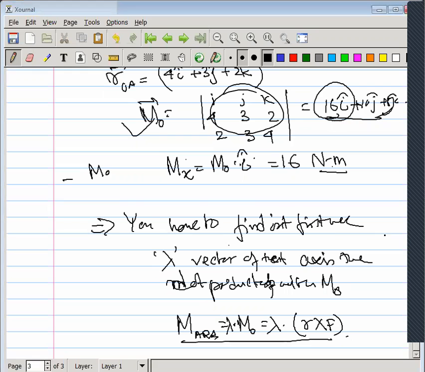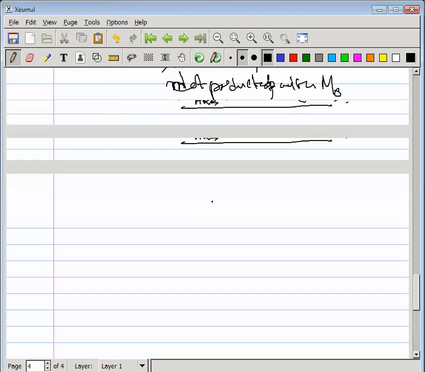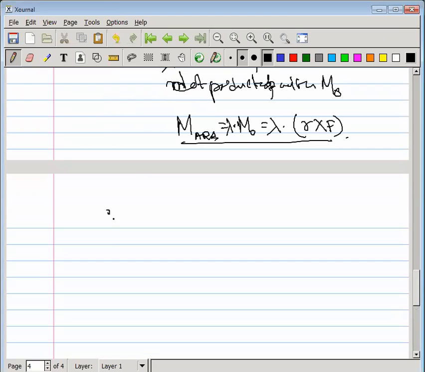Now come to another topic, that is the couple. So what is the couple? Suppose this is your body, and a force is acted here. As per statics, we consider all the bodies as rigid. So remember one thing, if a body is rigid, then the space vector concept is applied here.